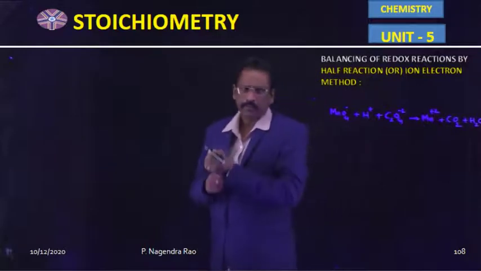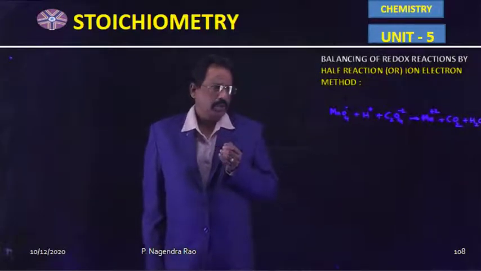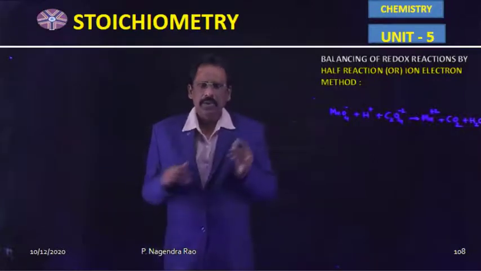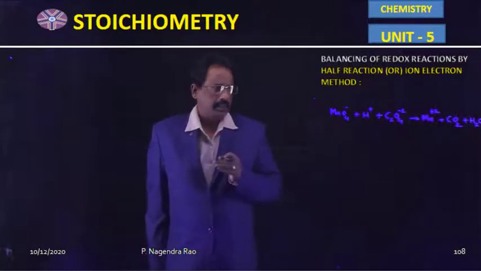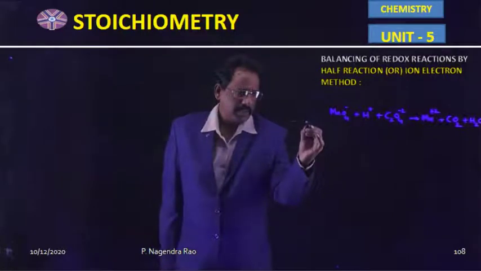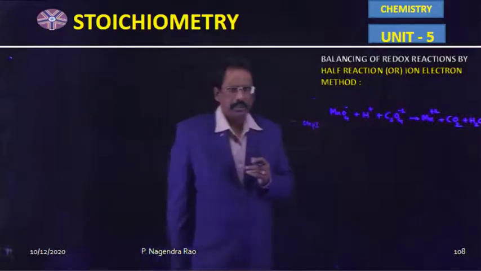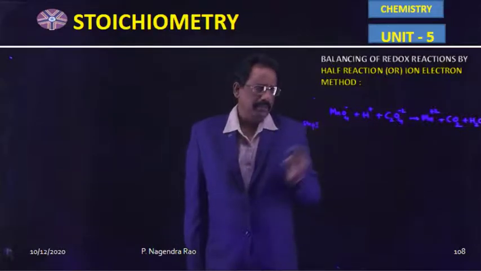This is an unbalanced chemical equation. If you want to balance this equation by using the half reaction method, apply step number 1. First step is, write the oxidation number value of each element below its symbol.